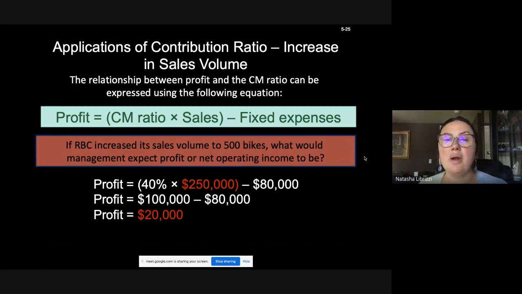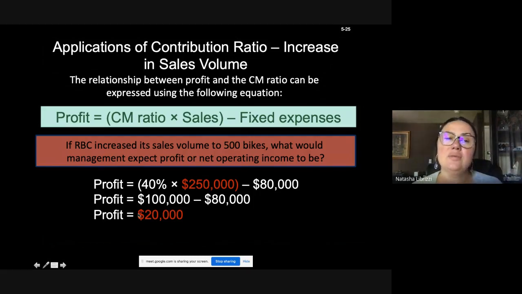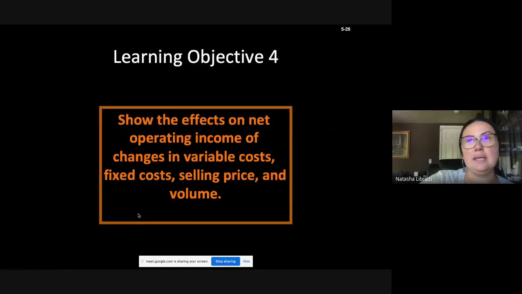So the relationship between profit and contribution margin can be expressed using the formula. And this is the same thing we just saw, it's just put in a different format. So the same thing we did before, we said 40% times 250 gives you a contribution margin of 100,000, minus 80,000 equals a profit of 20,000. So the difference when we use the percentages is you will get a dollar figure, what we calculate, so you would have a dollar figure right there in front of you. So this is another way of approaching your problems, and it doesn't matter which method you use.